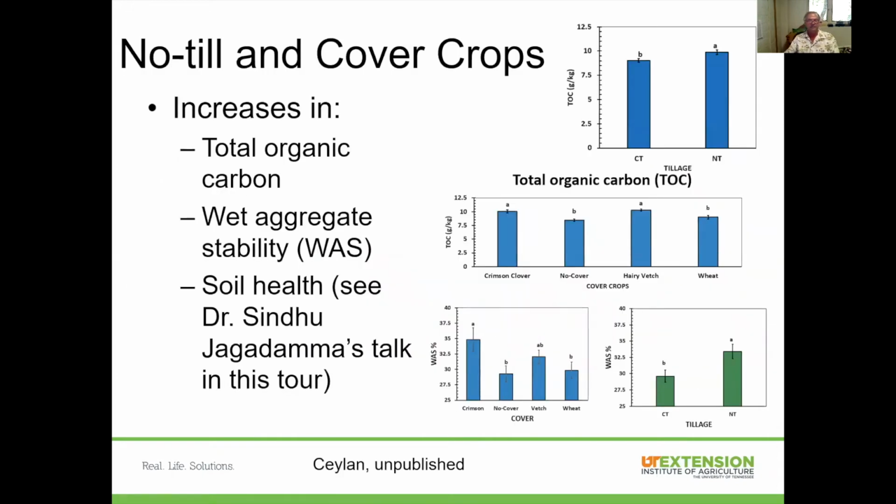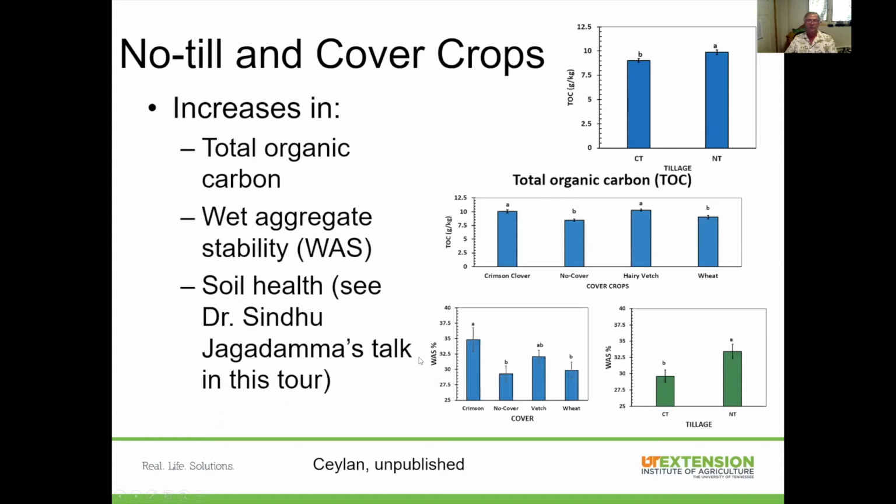One of the reasons, and this is some more unpublished data, this is a graduate student of mine, Safak Silan. He went to these long-term plots, and these plots were established back in 1981, and we found significant increases in total organic carbon. You can see this graph on the top right-hand, under no-till, significantly more total organic carbon than conventional till. When you break it down into the cover crop systems, significantly more total organic carbon in the crimson clover and the hairy vetch compared with the no cover and the wheat.